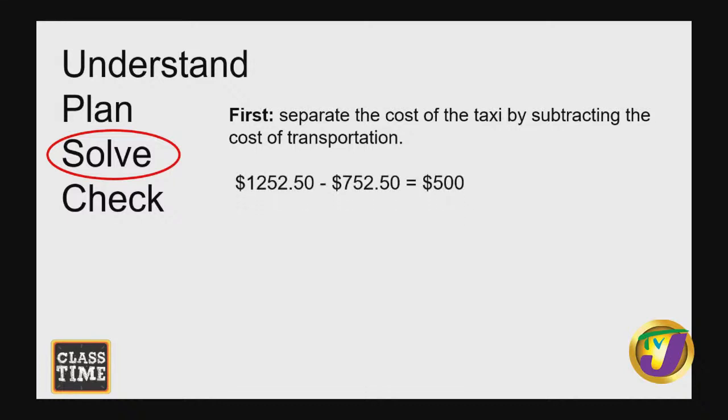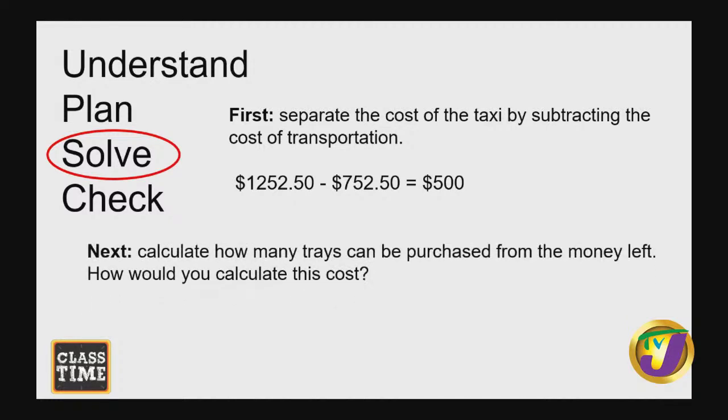So right here we would have done this. We know that he originally had $1,252.50. We also know that the taxi is $752.50. So we subtract to know how much money we're working with now. So we have $500 in all. I thought Juna could buy a whole heap of trays. No, that's why we need to understand the problem, and figure out how we're going to solve the problem, and then implement the plan that we have. So we have $500 to work with now. Now we need to calculate how many trays can be purchased from the money left.